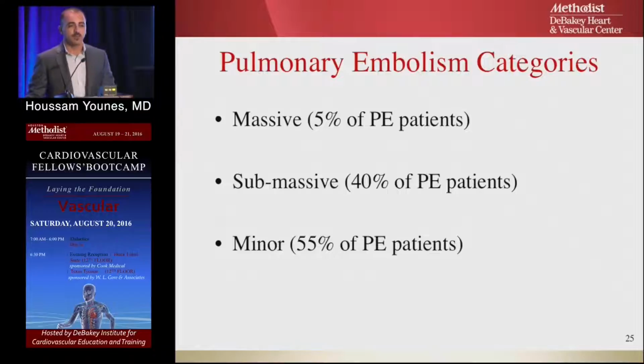How do we classify pulmonary embolism? Massive, submassive, minor. So what's the difference between massive and submassive? That's where most of us get this wrong. Massive is large clot burden. However, there is hemodynamic instability. If the blood pressure is normal, that's not massive, no matter how big the clot is. That's submassive. And the most common is the minor.